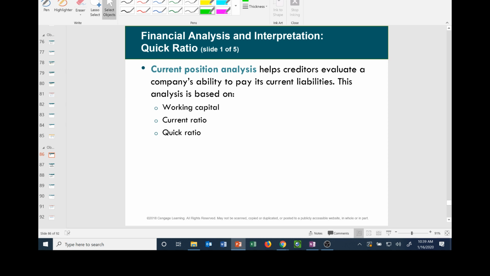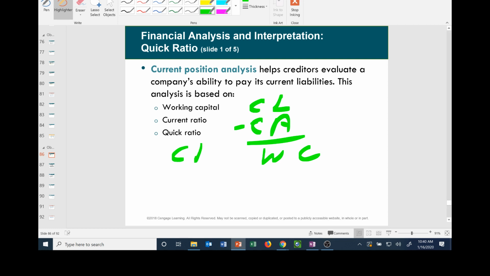There are three little ratios in this chapter. Working capital is your current liabilities minus your current assets. That's working capital. Now, if we take our current assets divided by our current liabilities, that's the current ratio. Our quick assets leaves out inventory and maybe some of the prepaids. But we'll look at those later.